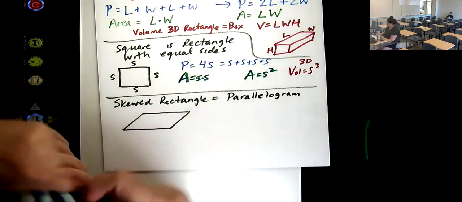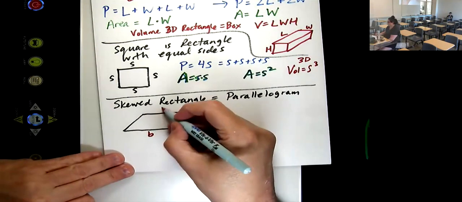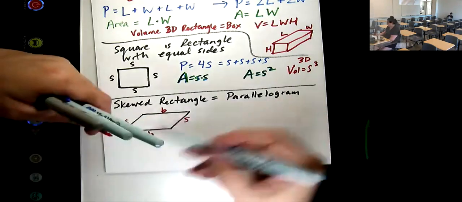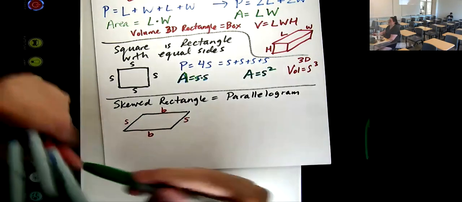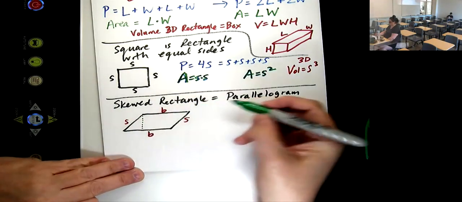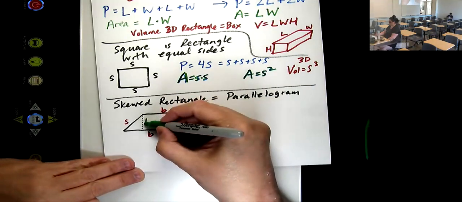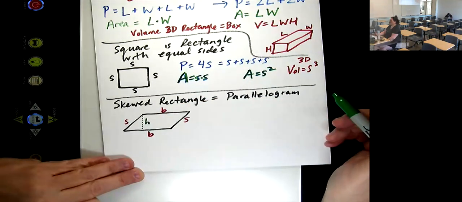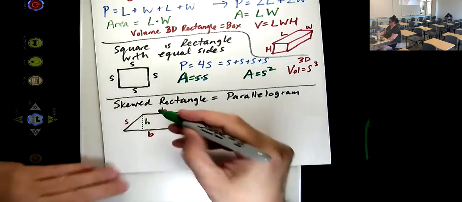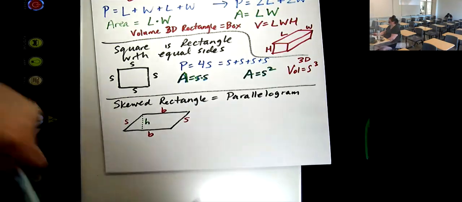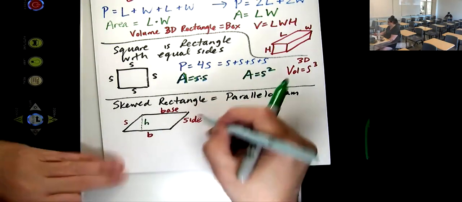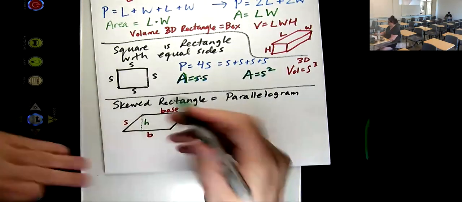They tend to call the bottom and top B. The sides are S. And what they do is, if it's not given to you and you know some trigonometry, you can find this value, but you need this vertical distance between the two parallel lines. We need that. That's called the height. So B is for base, S is for side, and H is for height.